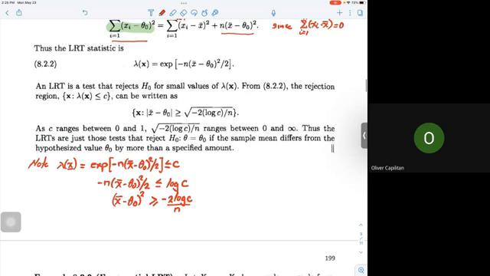Okay, so we have here x bar minus theta sub 0 would be greater than or equal to the plus and minus the square root of negative 2 log of c over n. Or simply, we have the absolute value of x bar minus theta sub 0 is greater than or equal to the square root of negative 2 log of c over n. Okay, so we have this absolute value coming from our definition of the absolute value and the square root, no, the square root of the square.